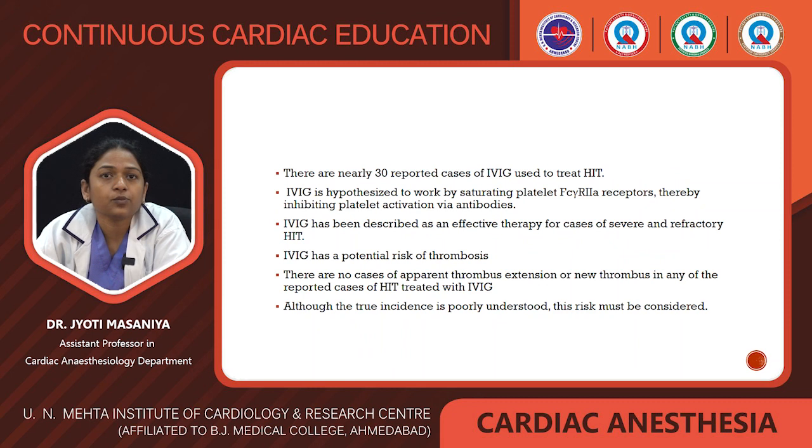There are nearly 30 reported cases of IV immunoglobulin used to treat HIT. IV immunoglobulin is hypothesized to work by saturating platelet Fc receptors, thereby inhibiting platelet activation via antibodies. IV immunoglobulin has been described as an effective therapy for cases of severe and refractory HIT. IV immunoglobulin has a potential risk of thrombosis. There are no cases of apparent thrombus extension or new thrombosis in any of the reported cases of HIT treated with IV immunoglobulin. Although the true incidence is poorly understood, this risk must be considered.